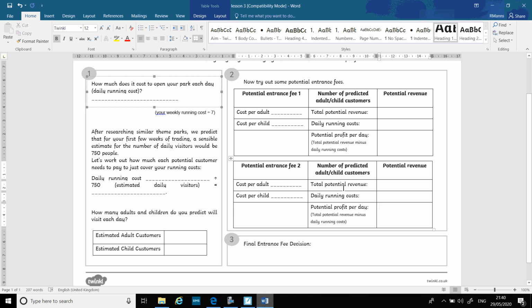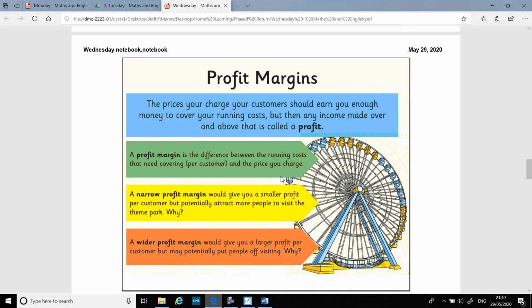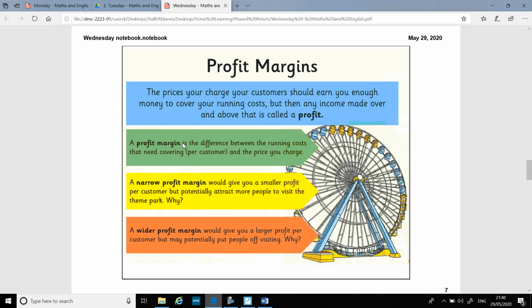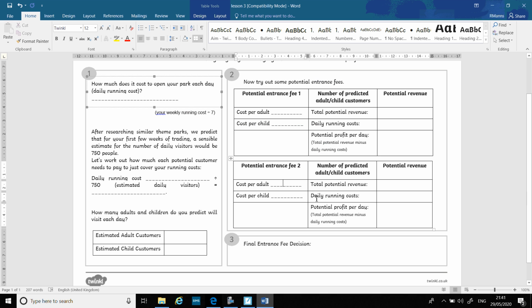Remember, if you put the entrance fee really high, you're probably not going to get lots of people coming. So what you want to do, and it says it on the information, is create what's called a profit margin. The prices you charge your customers should earn you enough money to cover your running costs, but then any income made above that is called a profit.